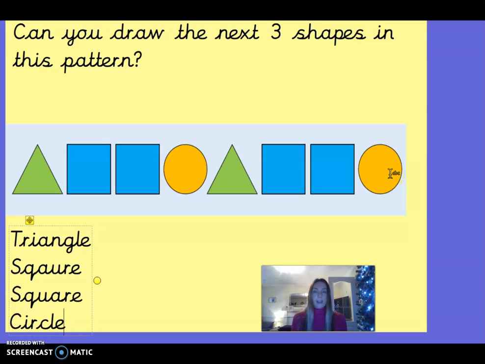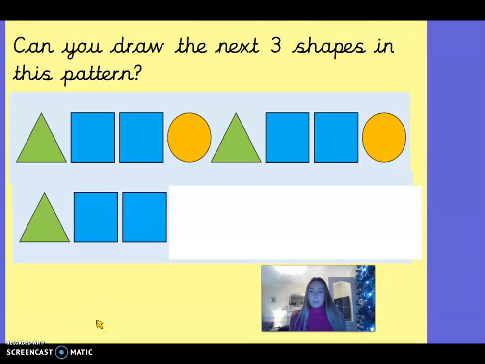Can you pause the video again and have another go at drawing the next 3 shapes for this pattern? So the next 3 shapes you should have drawn to continue our repeating pattern is triangle, square, square. Let's just check it's definitely repeating in the correct order. Triangle, square, square, circle. Triangle, square, square, circle. And the next 3 shapes would be triangle, square, square.